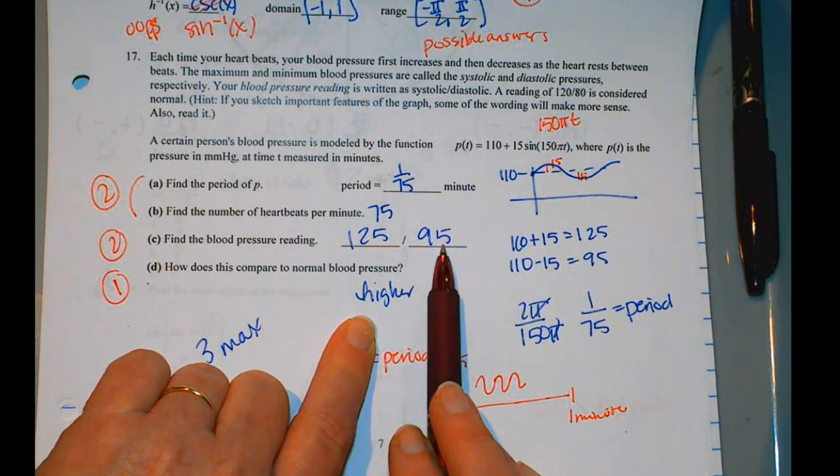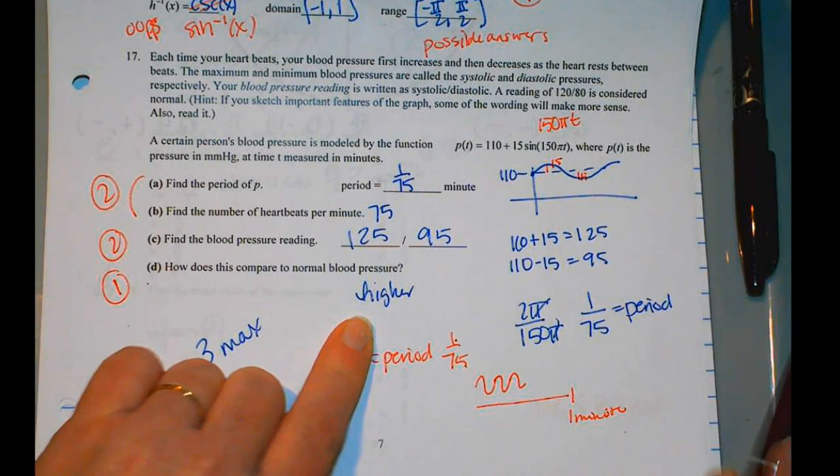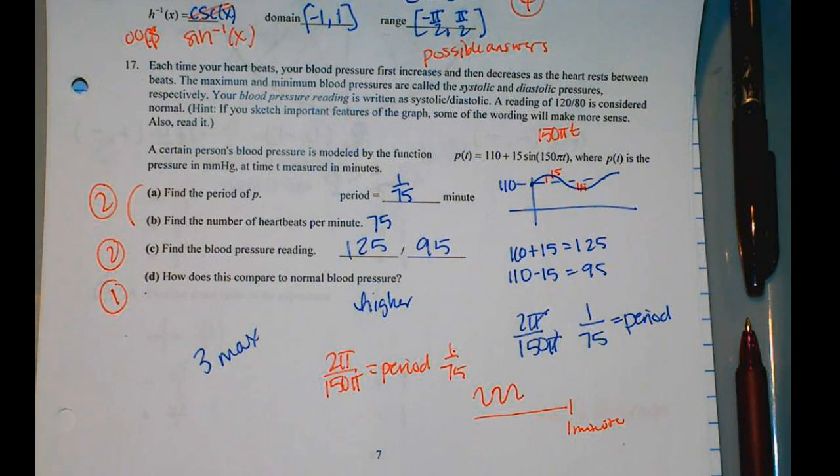Some of you subtracted wrong here. I can't help you with that. 110 minus 15 is 95, not 90. This was worth 5 points. 5 points shouldn't kill anybody. But should you be able to take an equation and pull some stuff out of it and make sense out of it? Yes, you should. And then you're going to circle, ta-da, there you go.